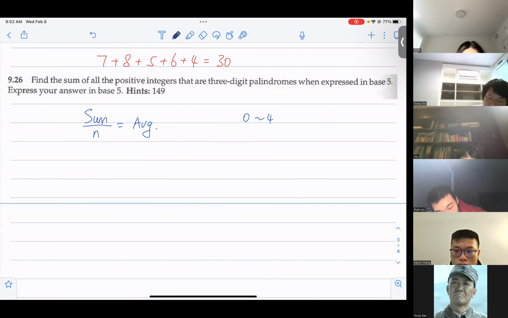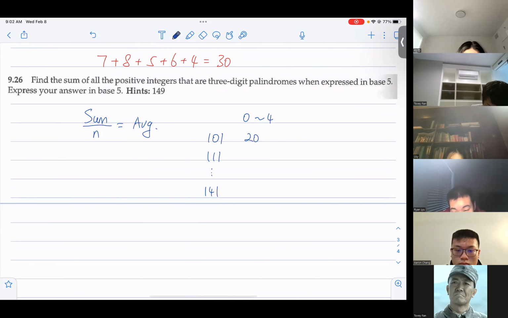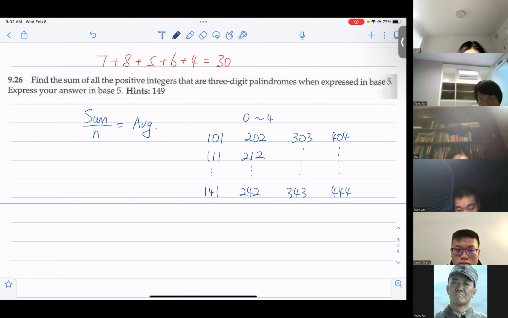So we have, let's list from the smallest, 101, 111, all the way to 141, right? 202, 212, all the way till 242, 303, 404. That's it, right? And all the way to 444. Here, 343. That makes sense, right? And all of these are in base 5. And these are all the 3-digit palindromes in base 5.